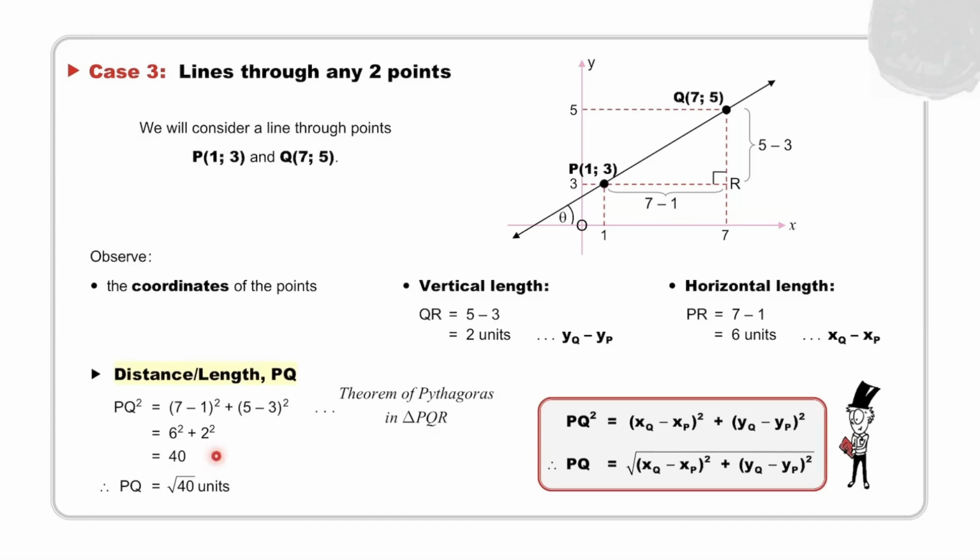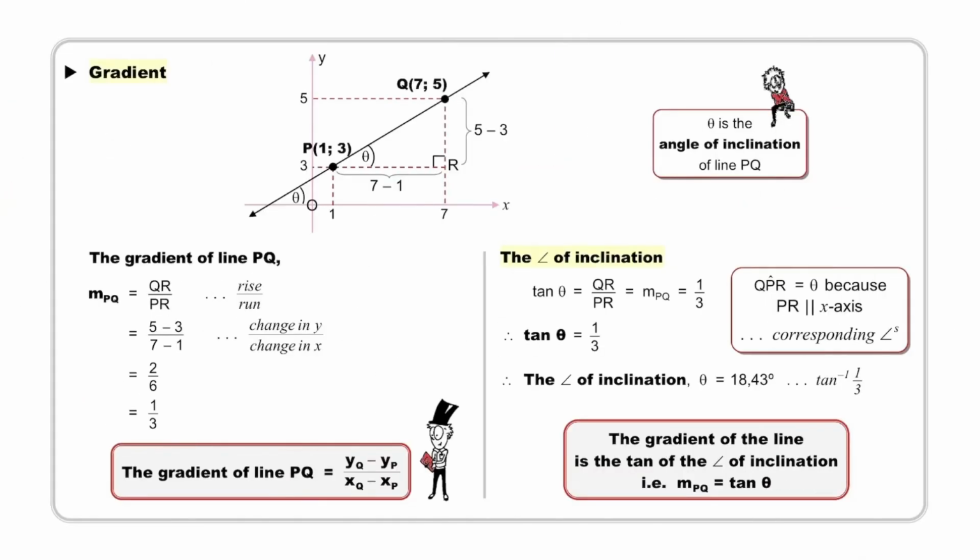And we arrive at a value of 40 for PQ squared. But PQ itself is the square root of 40. Yet again explaining the distance formula. And from now on, use this formula now that you believe in it, but only when necessary, of course, as in case 3 above. Let's do the same with the gradient formula.